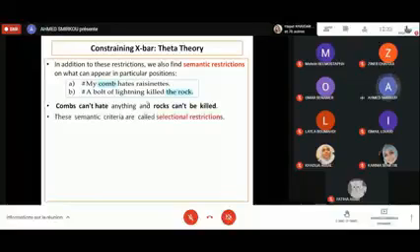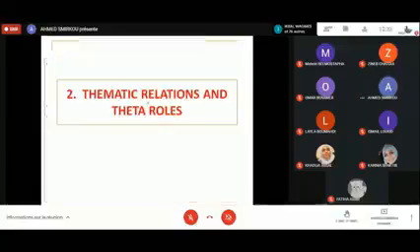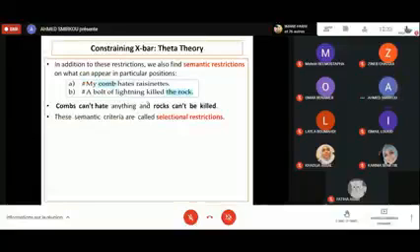So these semantic criteria are called selectional restriction, which means that the verb hate does not select whom, because whom is not characterized by this feeling. Okay, there is some kind of selection restriction. So remember these two ideas, please. We have to restrict the number of the arguments required by the verb. If the verb requires 2 arguments, there must be 2 arguments, etc. And also semantic restrictions.